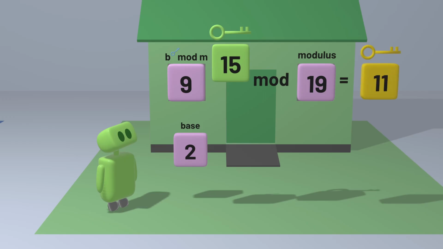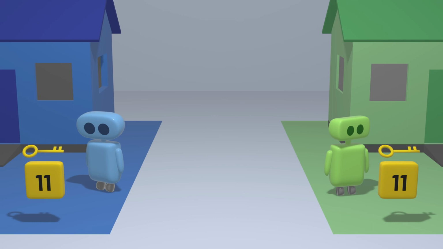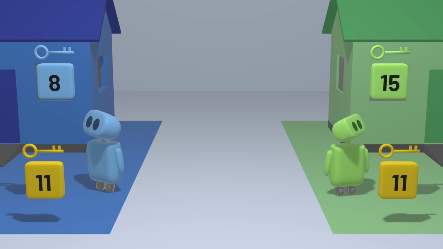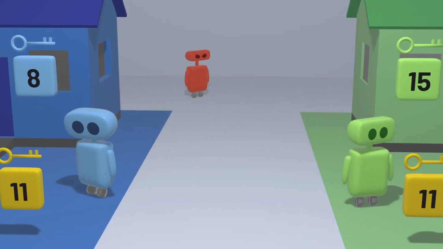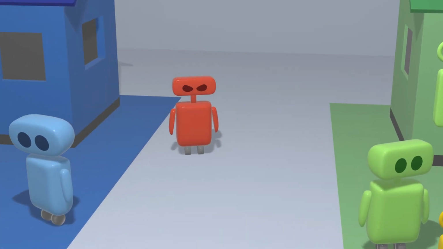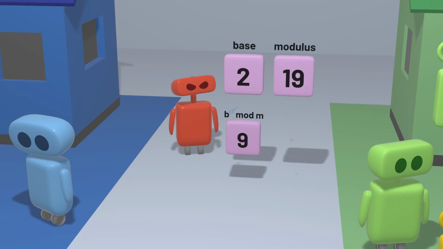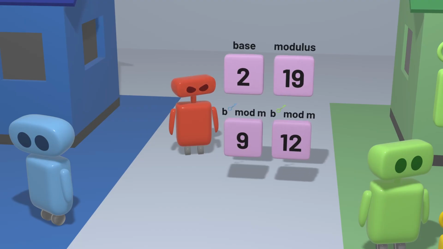At the end of it, you both end up with the same number, since the base was raised to the power of both of your original secrets, just in different orders. This new number is your shared secret key. You and your friend both share it, but an attacker has no easy way to know what it is, even though they could see the base, the modulus, and both of the intermediate modular exponents.